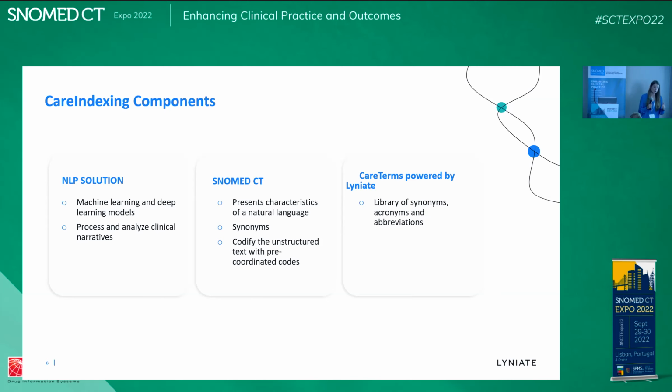It also has a lot of synonyms, which we can really benefit from in terms of all the form variability we see, like different ways of describing a medical event. That's already in SNOMED, so we utilize that. We also use SNOMED for going into this structured output by codifying all the medical events with pre-coordinated codes in this case. The last bit is a library called CareTerms, powered by Lyniate, a huge library of acronyms, synonyms, and abbreviations for a large number of disorders, procedures, etc.